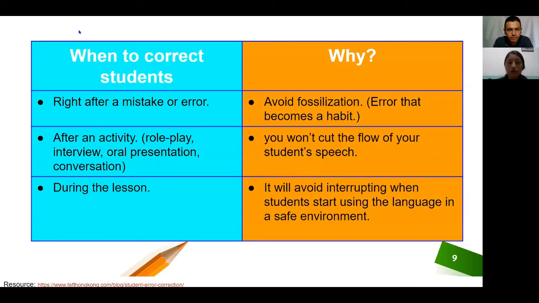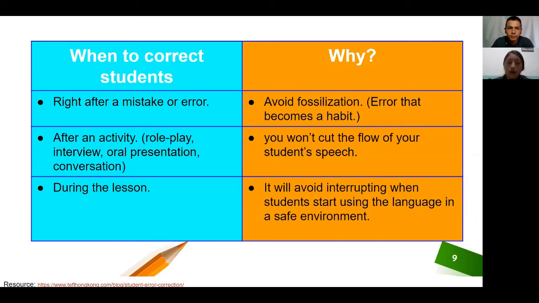First, as I said, we can correct students right after a mistake or error. Here we have to be very careful because first we need to know our students, right? If one of our students is repeating a mistake over and over, we need to stop at that moment and correct the student. Why? Because in that way we can avoid fossilization. Fossilization is an error that becomes a habit for the student.